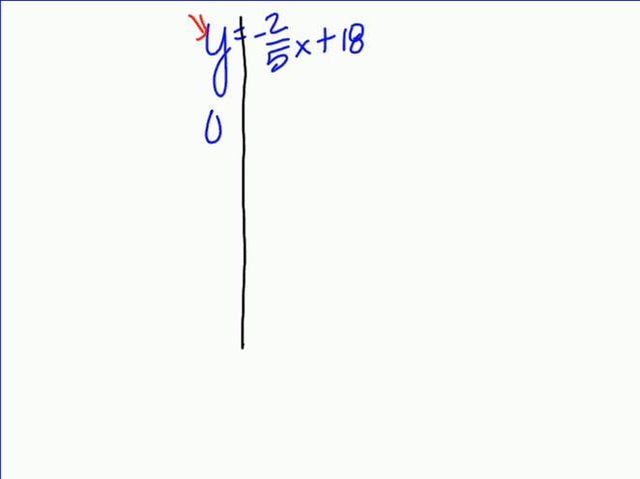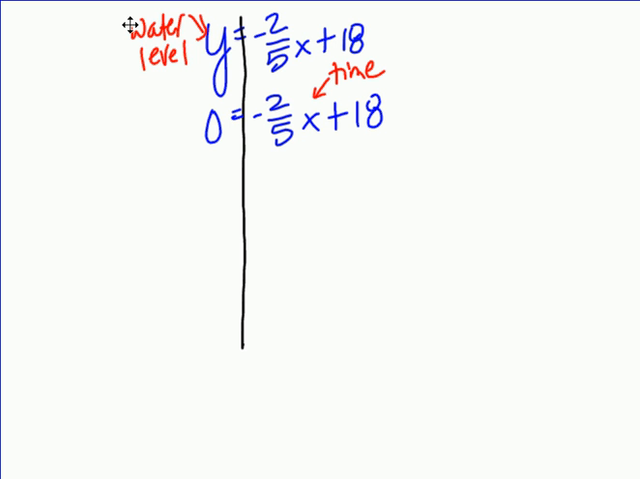So we're going to change that y to be 0: 0 equals negative 2/5 x plus 18. We're going to find out how much time, and that's what x represents. x is going to represent the time, and y is the water level. So we want to see how much time it's going to take for that water level to be 0. The first thing we're going to do is subtract 18 from both sides. Keep it balanced, and 0 minus 18 is negative 18. The 18s go away, and we're left with negative 2/5 x.